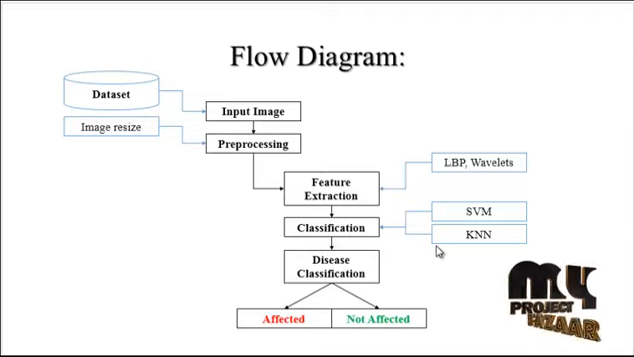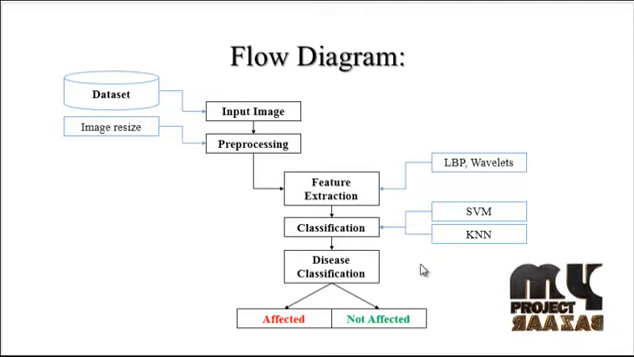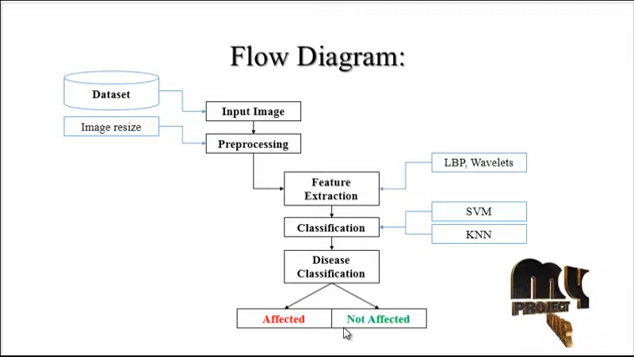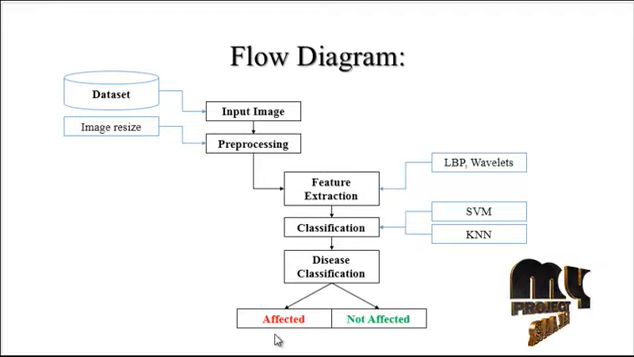After applying these 2 classification methods, we get the result as to whether the input is normal or affected. If it is normal, it remains the same. If it is affected, it will classify which type of affected region is there in the input image.